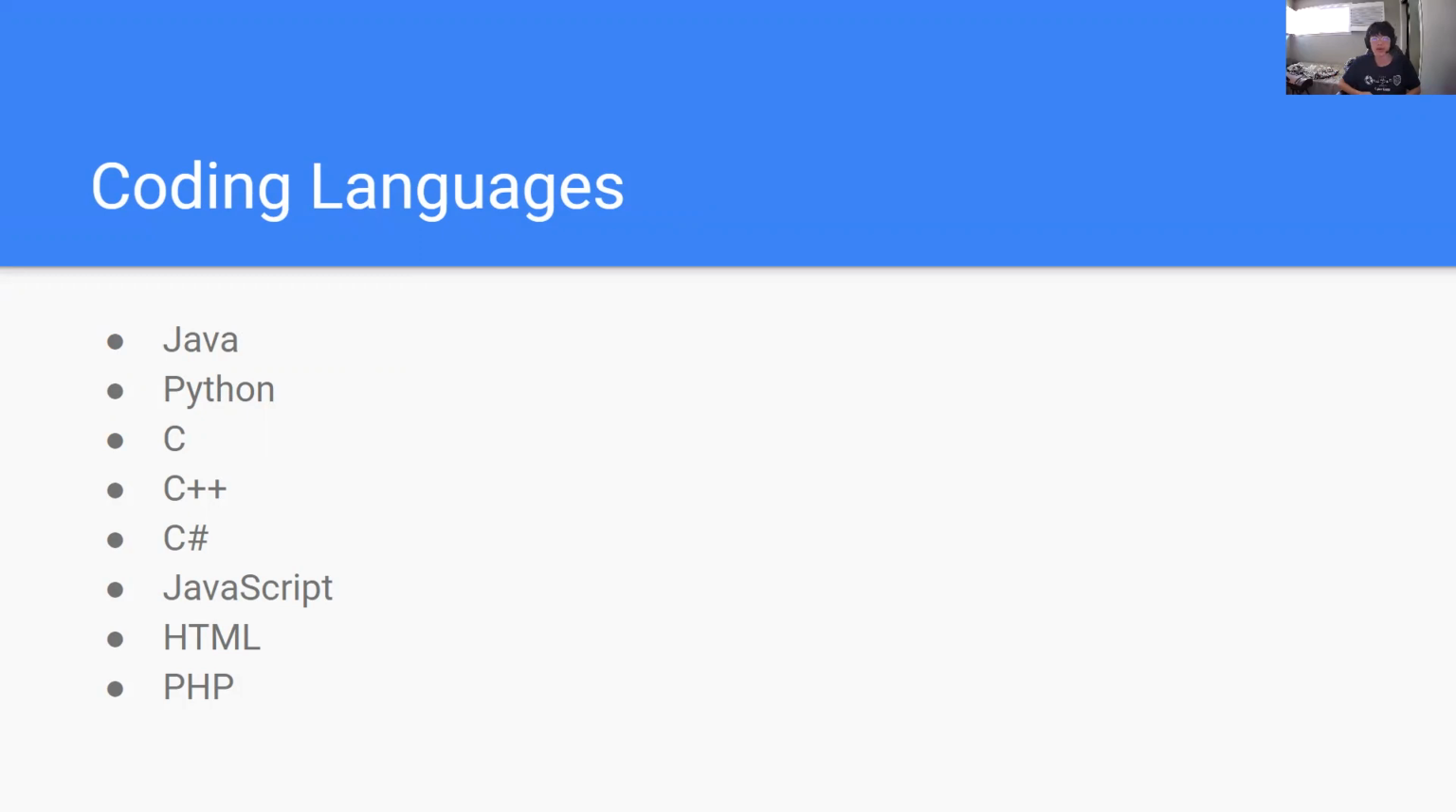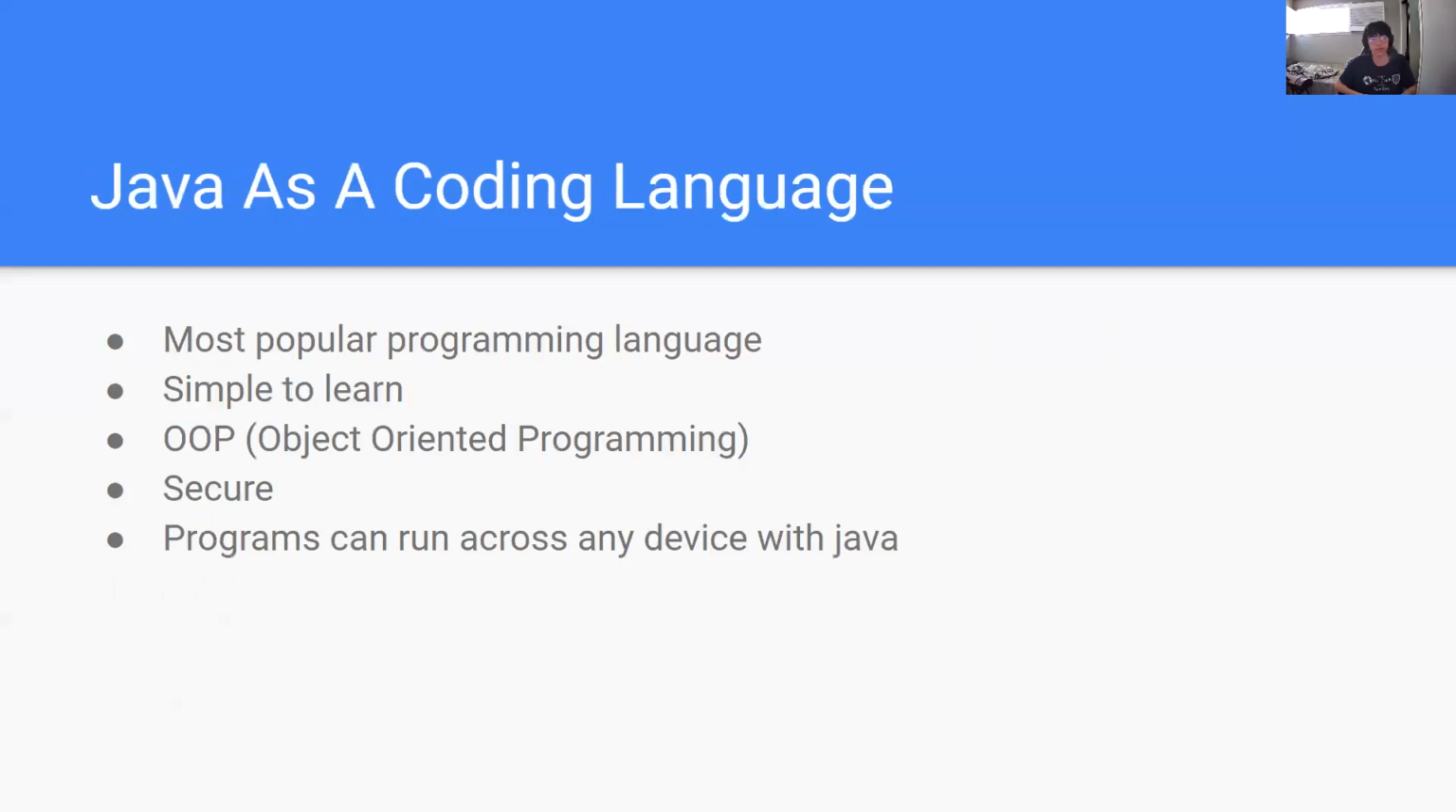If you're a programmer, then you most likely use Java, and that's why we're teaching it to you, so that you can use it all the more. Now, Java as a coding language is obviously the most popular. It's simple to learn, and one concept that's very important to learn right here in Java is called OOP. That stands for Object-Oriented Programming.